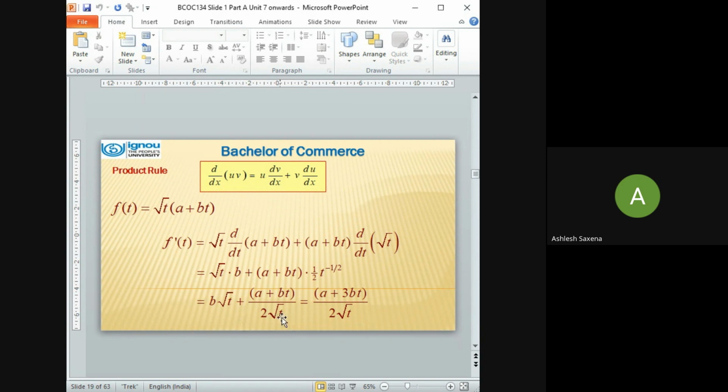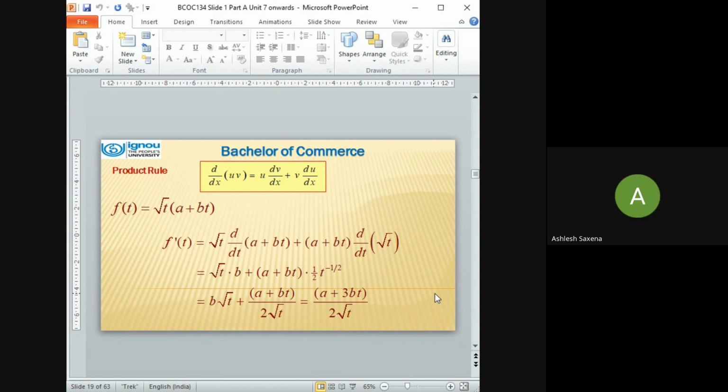Multiply it, this will become 2bt, because 2 into b is 2b and under root t into under root t is t. So it will become 2bt. 2bt plus this bt will become 3bt, and a will remain at the end. That means your answer will be (a plus 3bt) upon 2 under root t. Yes, sir. Good. Correct?